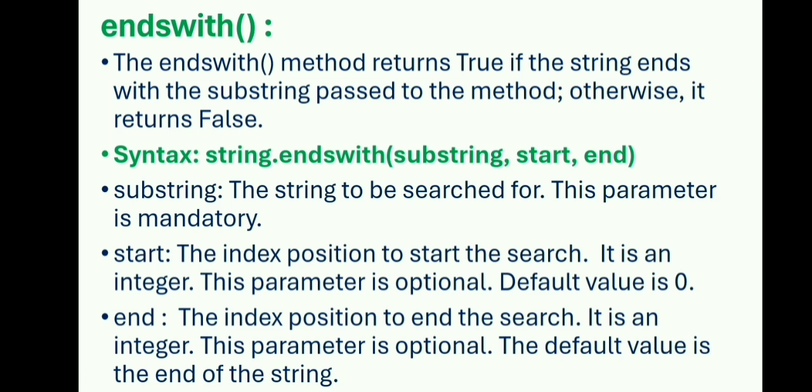So the string endswith method returns the boolean value true if the string ends with the substring passed to the method in the range between the start and end values. Otherwise, it returns false. If the start and end values are omitted, then search starts from the index value 0 and ends at the last character of the string. The end value is excluded while searching.